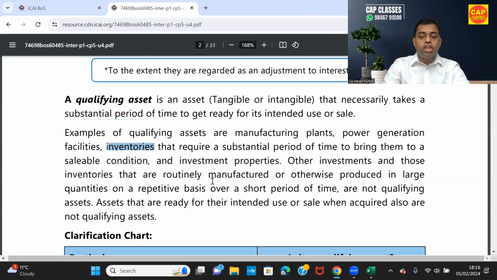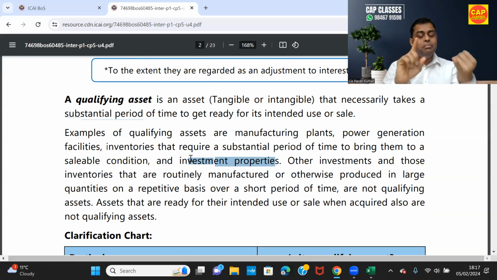Inventory. Say, for example, your production process takes 6 years, like we have discussed with wine and timber. There are certain industries where you need to hold inventory for more than 1 year, 2 years. Inventory is also a qualifying asset. Then investment property: you are developing some property just for the sake of investment and capital appreciation. Then also you can capitalize borrowing costs.